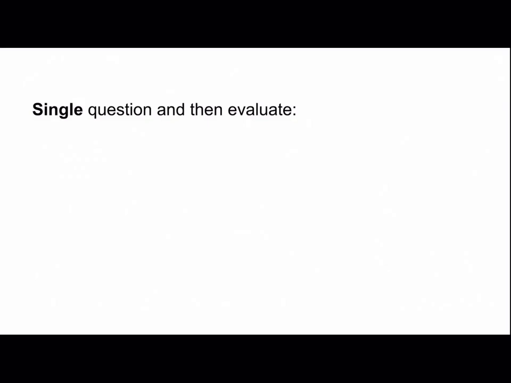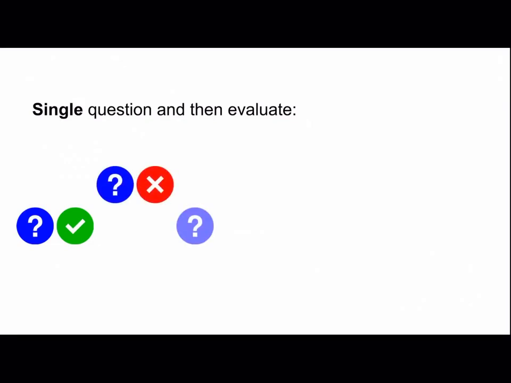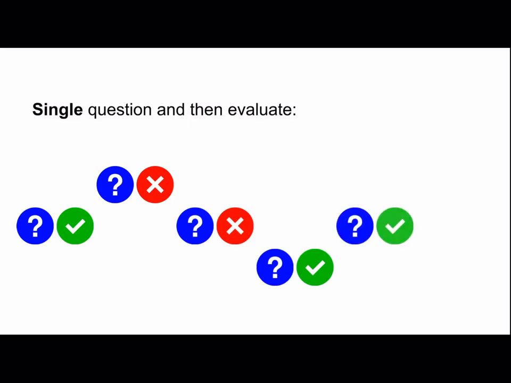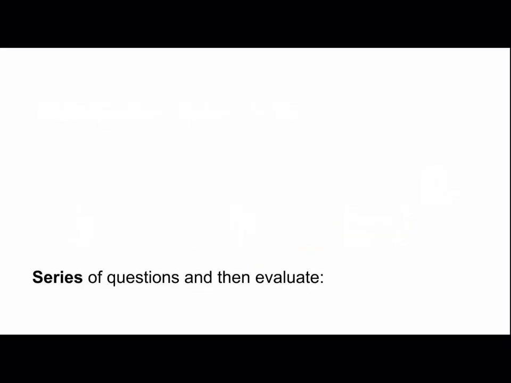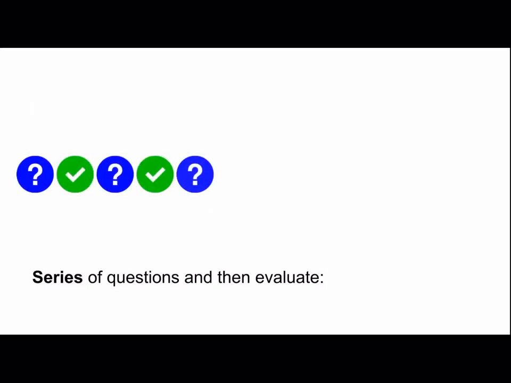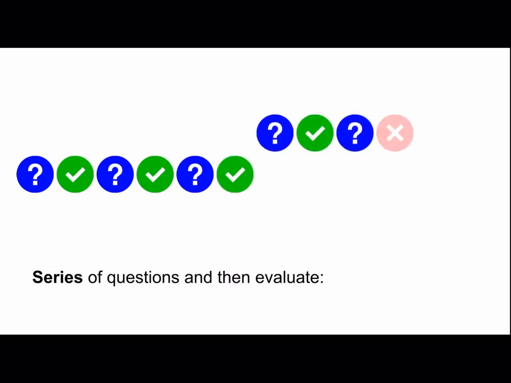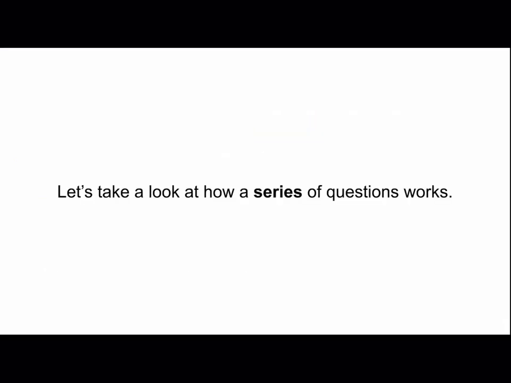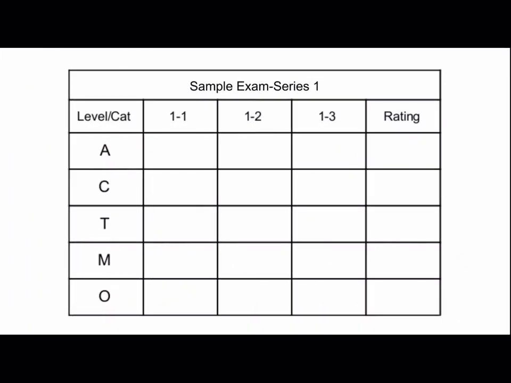So there's basically 2 ways to do adaptive exams. We could ask you one question at a time, and then based on your answer, we could make the questions more difficult or easier based on immediate evaluation. So that's one way to do things. There's another way, and it's called a series of questions. That would look a little bit more like this. We would ask a series of questions, in this case 3, and then we would decide as a group how you did and move your difficulty up or down accordingly. Now we're going to look at this in a little more detail so we can fully understand.